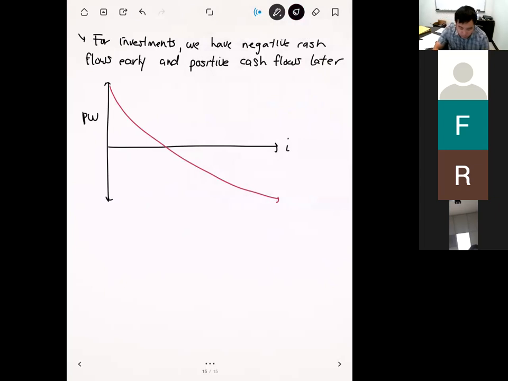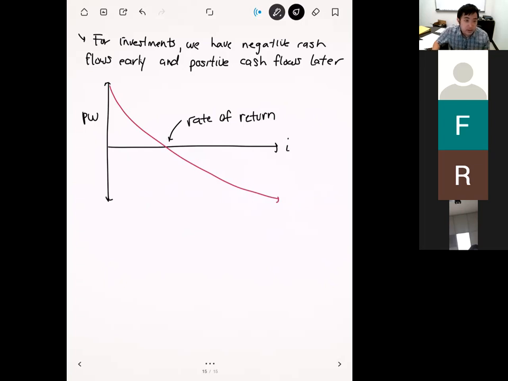Right. And so, of course, the location where it crosses the x-axis is your rate of return. For interest rates that are less than this, you're going to get a positive present worth. For interest rates that are higher than this, you're going to get a negative present worth. So if you graph the present worths versus the interest rate for a certain set of cash flows, you can use the shape of this graph to determine whether you have an investment or a loan.